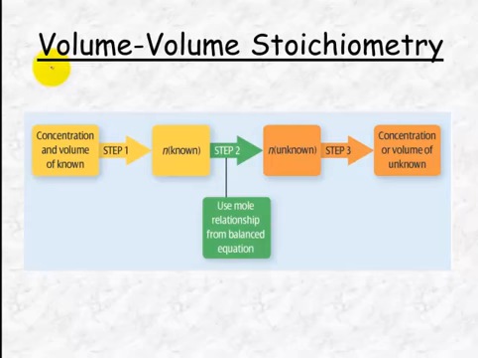Volume to volume stoichiometry is exactly what it suggests. You know the volume or the concentration, you can work out the volume or the concentration of something else. So concentration and volume of the known, you work out the number of moles of the known, you use the mole ratio to work out the number of moles of the unknown, and then you can work out the concentration or the volume of the unknown depending on the information that's been given to you. Let's look at an example.